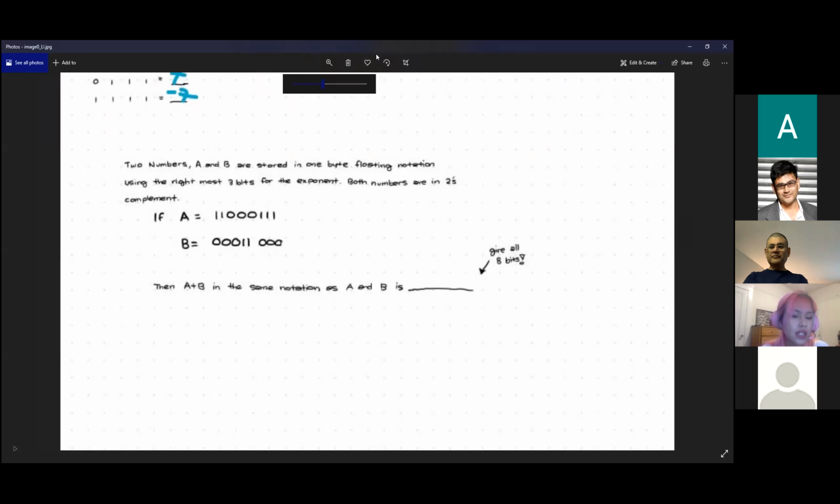So you pretty much want to add A and B, noting that A and B are in 2's complement and they're both signed. Both numbers are in 2's complement. Gotcha. And something important to remember is that it is in floating notation, and we're using the 3 most right bits for the exponent in this question.